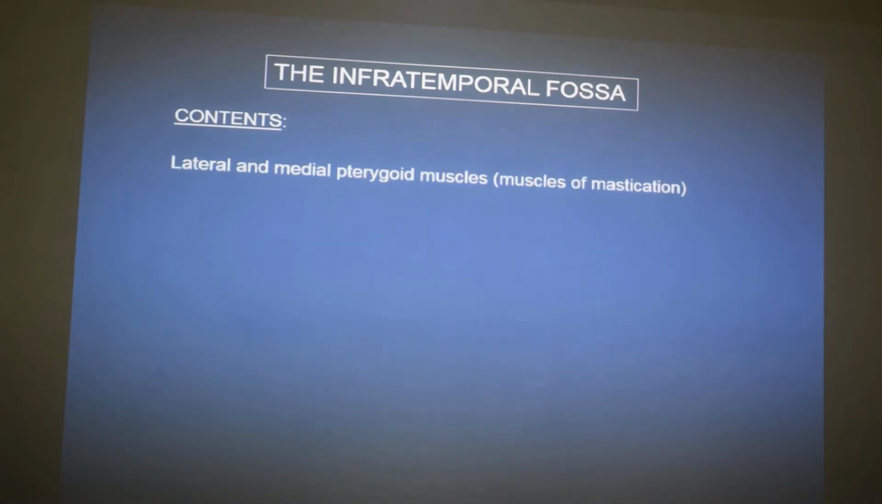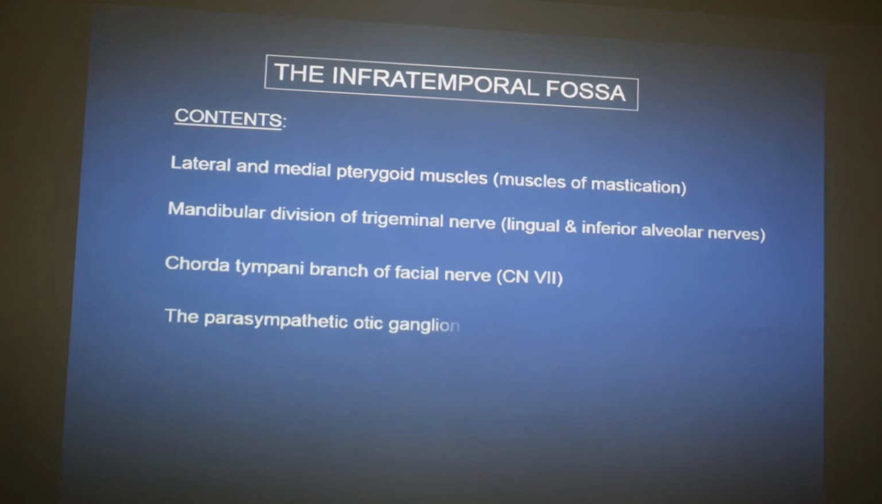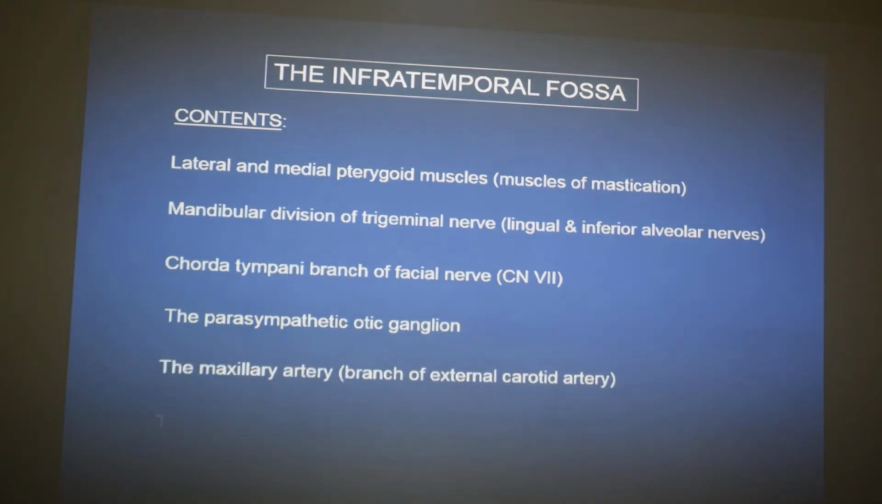Contents: you have the lateral and medial pterygoid muscles, the mandibular division of the trigeminal nerve, chorda tympani, the parasympathetic otic ganglion, the maxillary artery, and the pterygoid venous plexus. So these are the contents, and we will discuss them in detail as we go on.